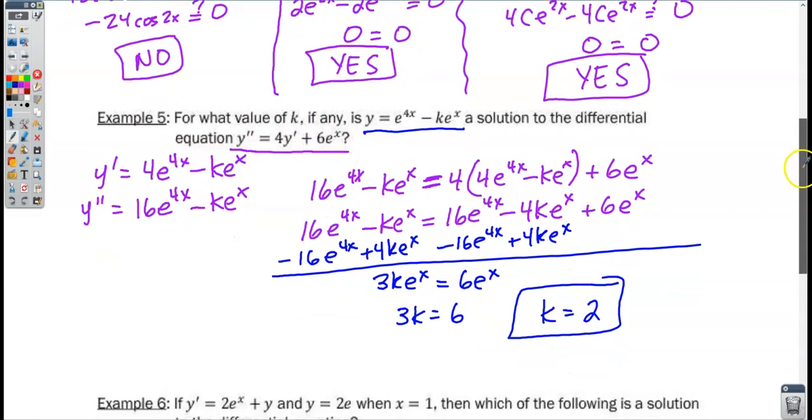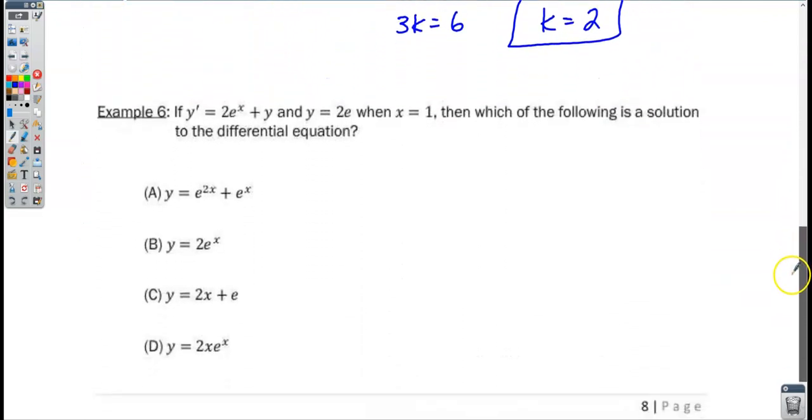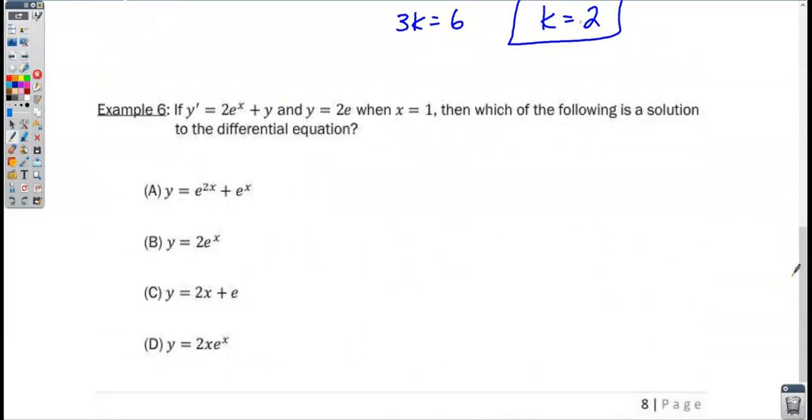All right. Last example, if y prime equals 2e to the x plus y and y equals 2e when x equals 1, then which of the following is a solution to the differential equation? So we have this initial condition that y is equal to 2e when x is equal to 1.